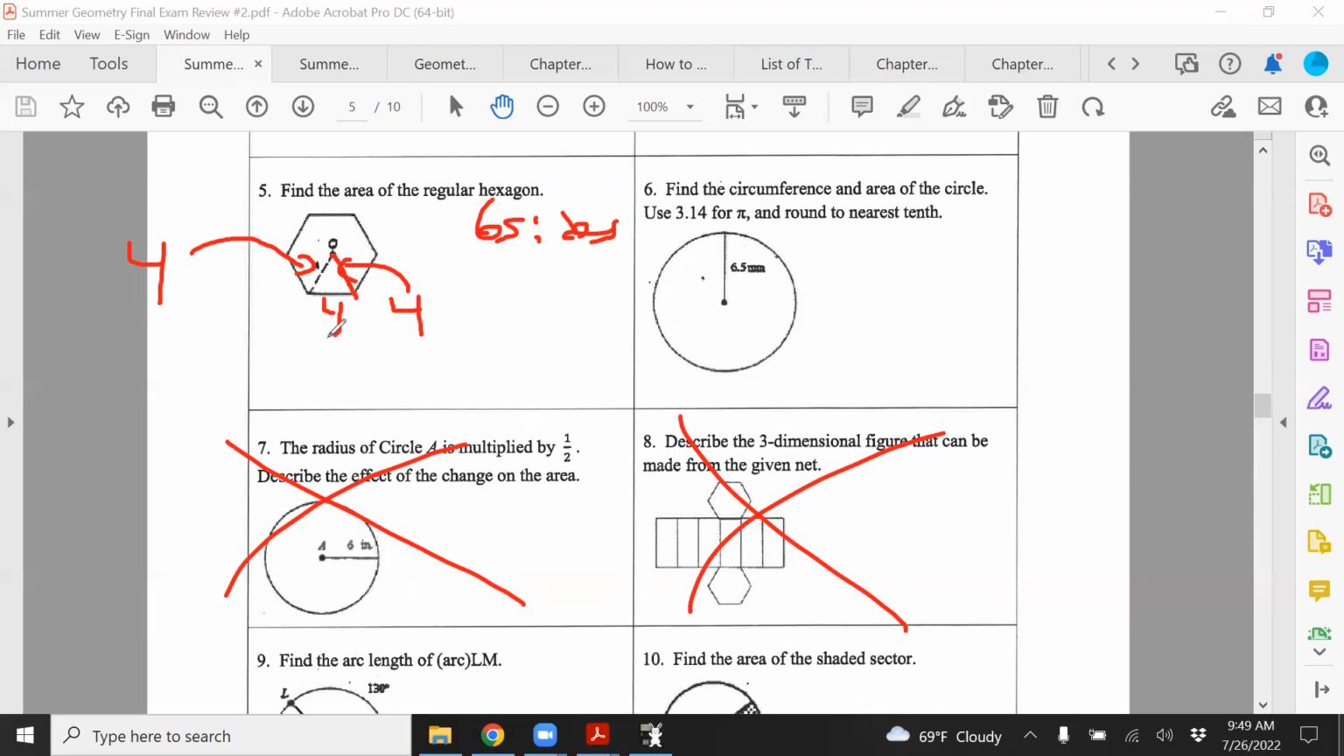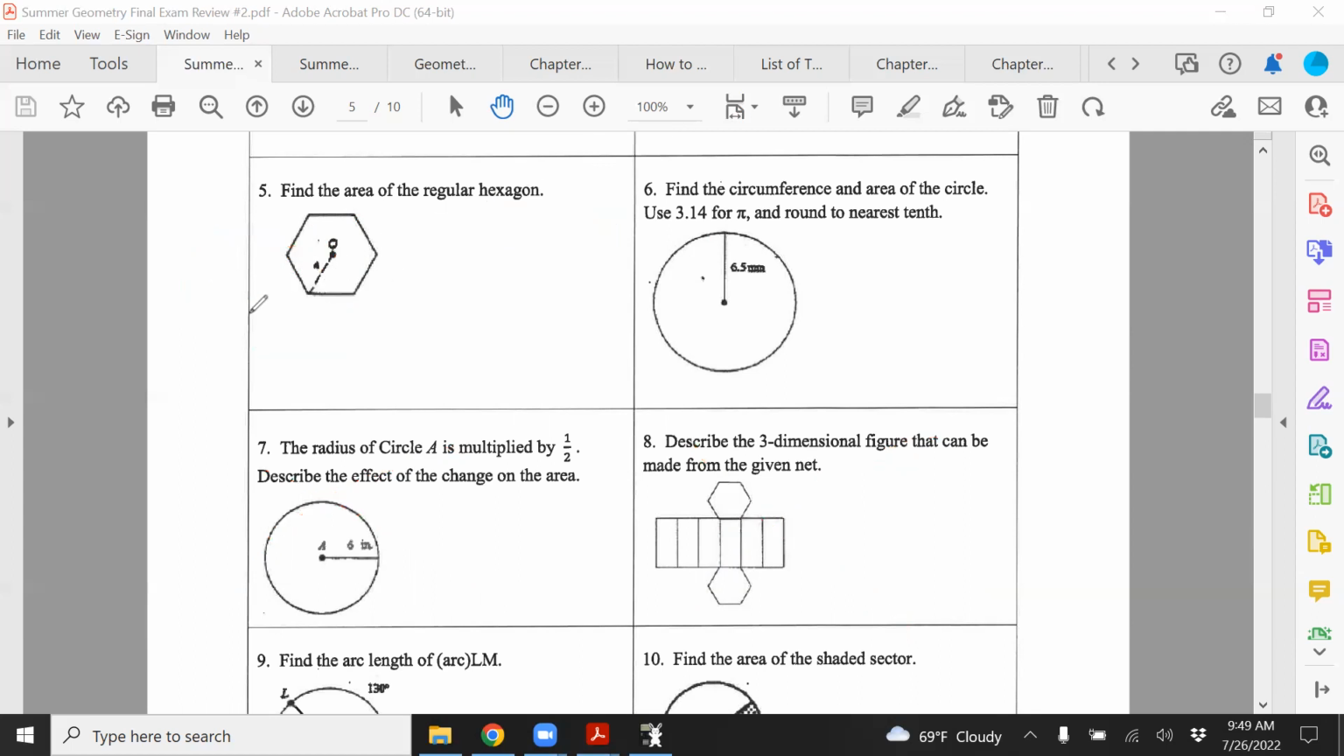How do I know that? Because it's a hexagon. Remember, if you make 6 triangles, all these triangles are going to be equilateral. Why? Go all the way around. 360 divided by 6 is 60 degrees. So guess what? That's 60 degrees. That's 60 degrees. And that is 60 degrees.